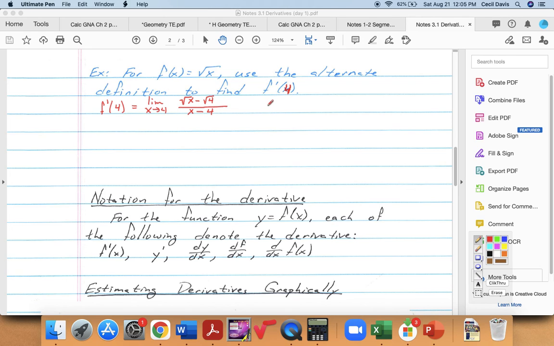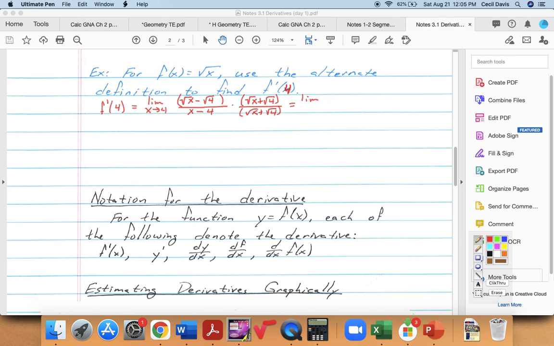The key is to multiply by what's called the conjugate of the square root of x minus the square root of 4. You did some conjugates in pre-cal. If you were in honors pre-cal, you had to do this. That would be the square root of x plus the square root of 4 over the square root of x plus the square root of 4. We're going to multiply by a fancy form of 1. How is that going to be helpful to us?